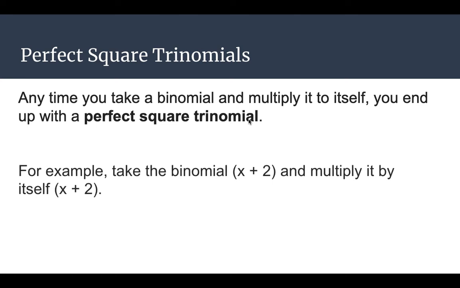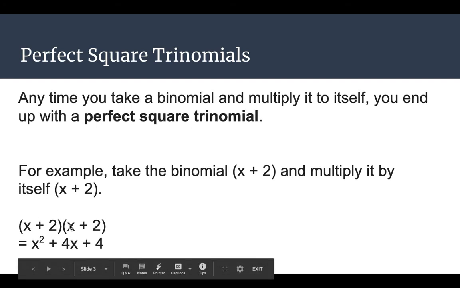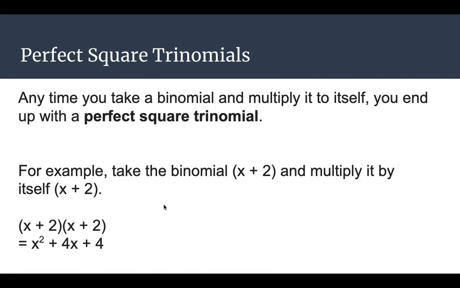So let's do an example. Let's say you have x plus 2 and you multiply it by itself, so another x plus 2. Let's multiply these out. x plus 2 times x plus 2 gives us x squared plus 2x plus 2x, which gives us a total of 4x's, and 2 times 2 is 4. So x plus 2 times x plus 2 gives us x squared plus 4x plus 4.